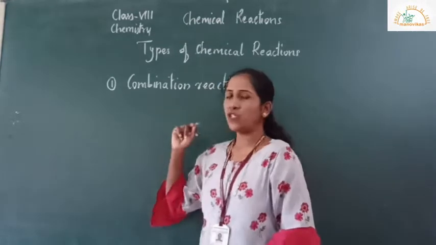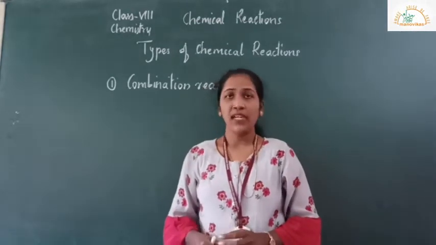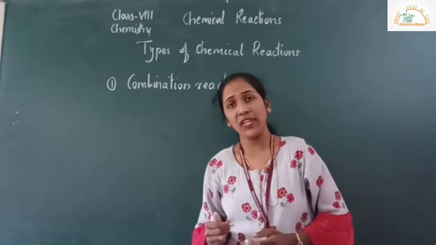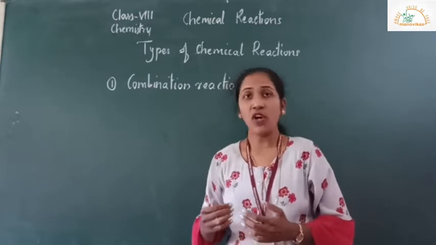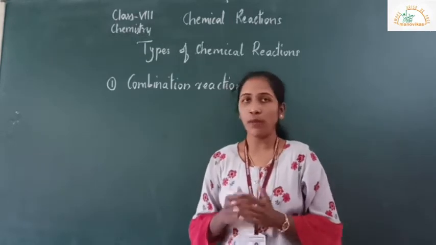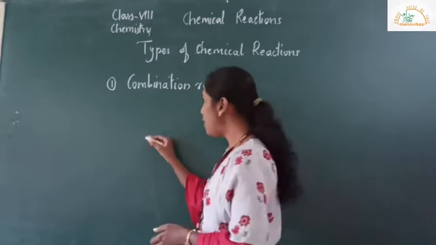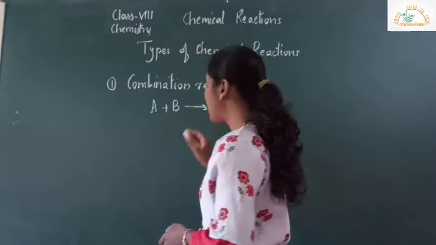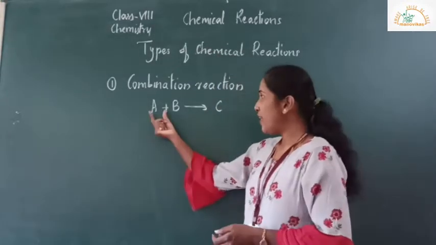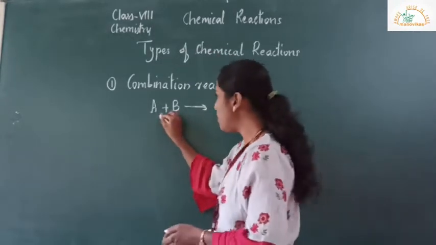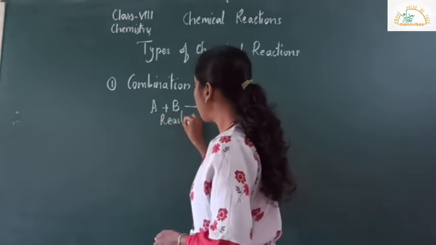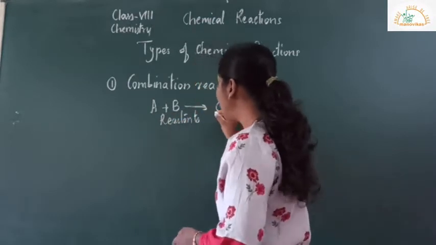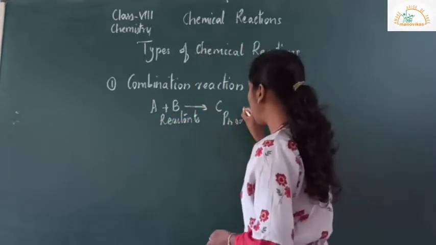Now, let us study the first one, that is combination reaction. It is a chemical reaction in which two or more elements or compounds combine to form a new product. So it can be represented as A plus B gives C. Okay. Now, where A and B are the reactants and C is a product.